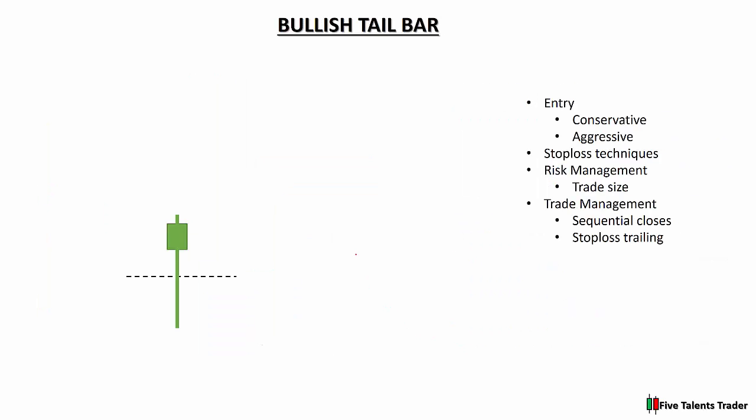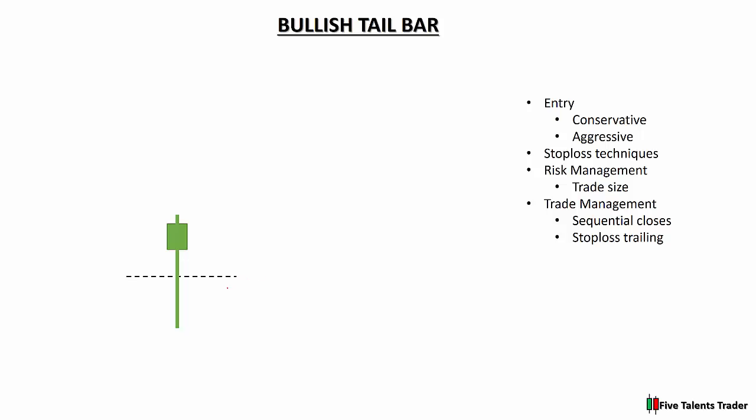Now let's look at the entry and trade management techniques of the bullish tail bar. Now for entry, it can either be conservative or aggressive. Now let's pick up the aggressive technique first.